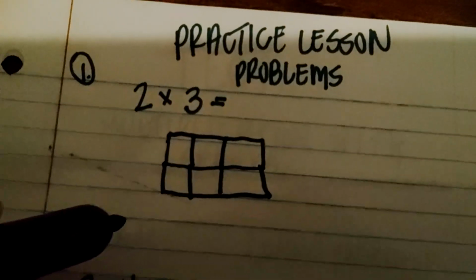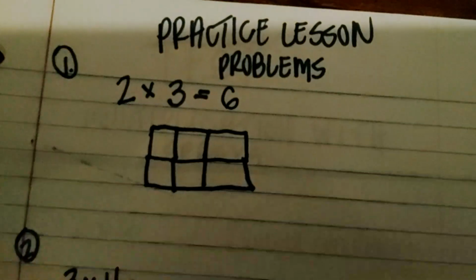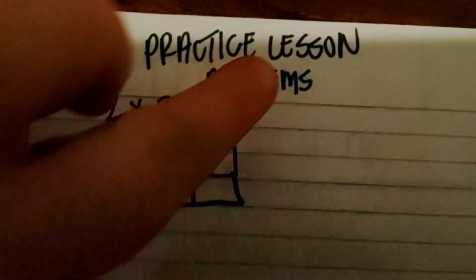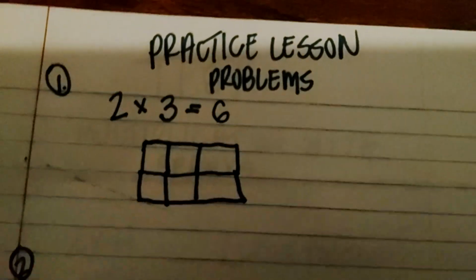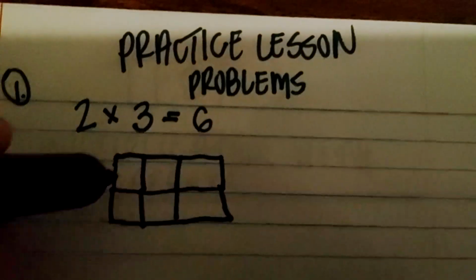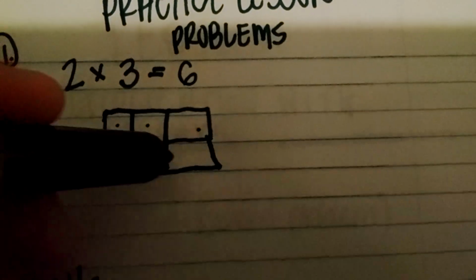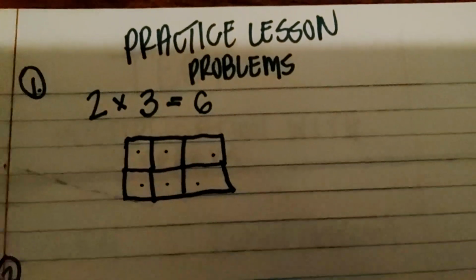So, 2 times 3. Most of us know that 2 times 3 is 6, right? But if we want to find that 6 using our array, what do we do? We count the squares. 1, 2, 3, 4, 5, 6. How cool is that?